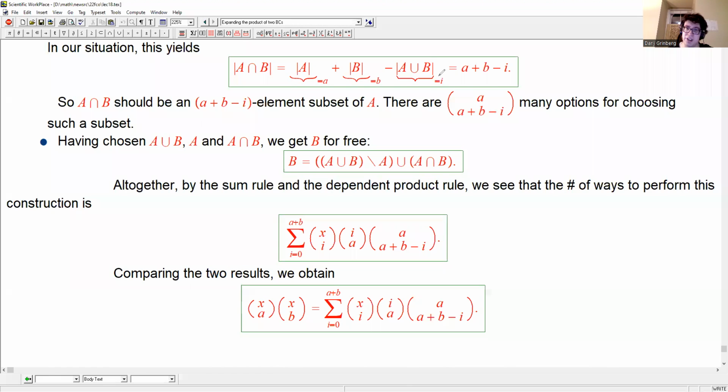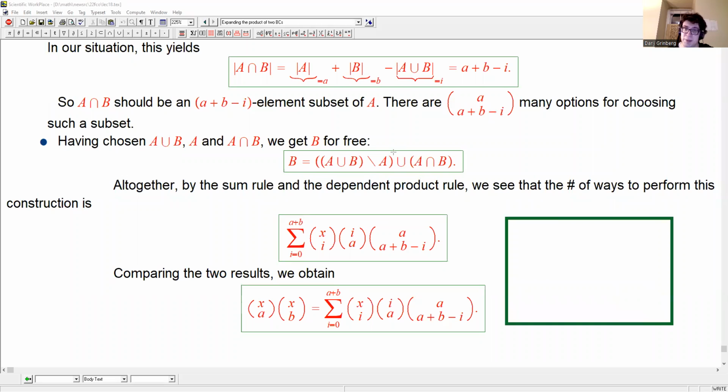And yes, if you want to double check all these arguments, it's actually pretty helpful to draw the corresponding Venn diagrams. So this is X, there should be a circle for A, a circle for B. And so we begin by choosing the union. Having chosen that, we choose where A lies, and then we also choose the intersection, and then B falls out of it.